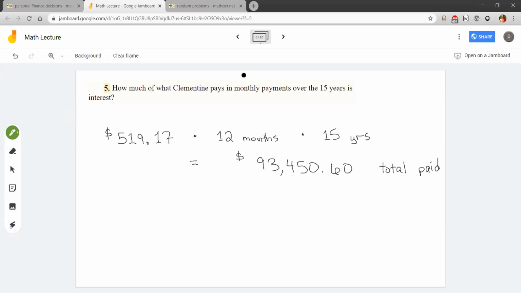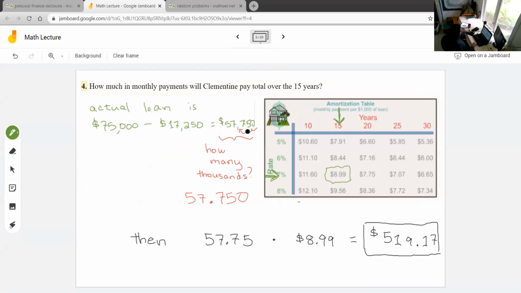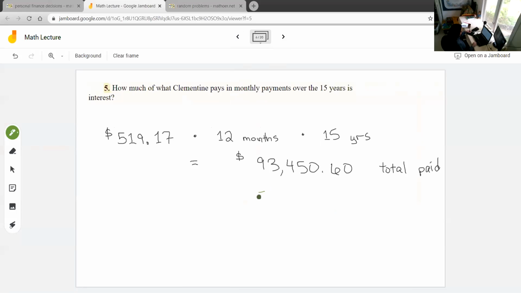Total minus the loan. Yeah. The loan was 57,750. Anything that's not loan has to be interest. So, 13. There we go.